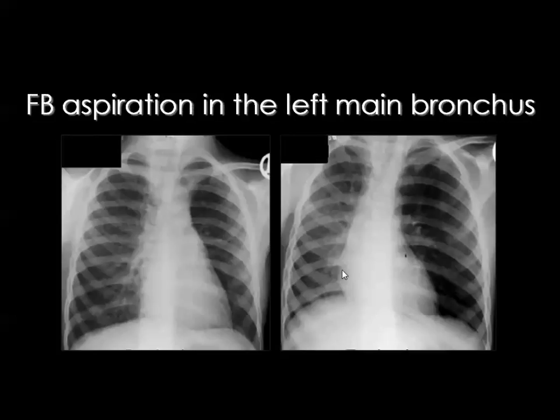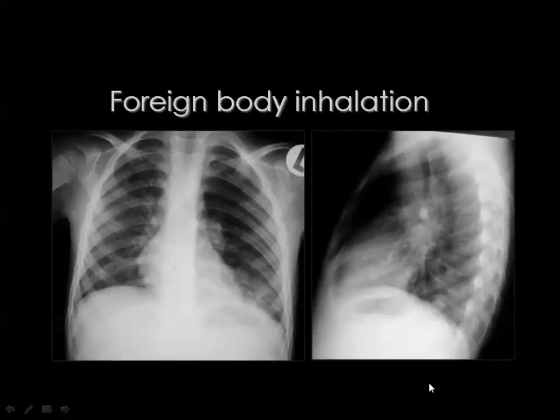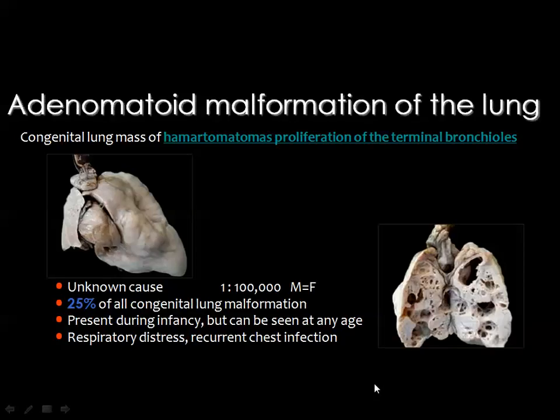It is commonly seen on the right side because the right main bronchus is more in line with the trachea, but sometimes you can see the foreign body on the left side, as you can see in this case. And here you may suspect that the foreign body is on the left side, and this is true. This is the foreign body, which is a peanut present within the left main bronchus. There is some atelectasis and consolidation in the left lower lobe.